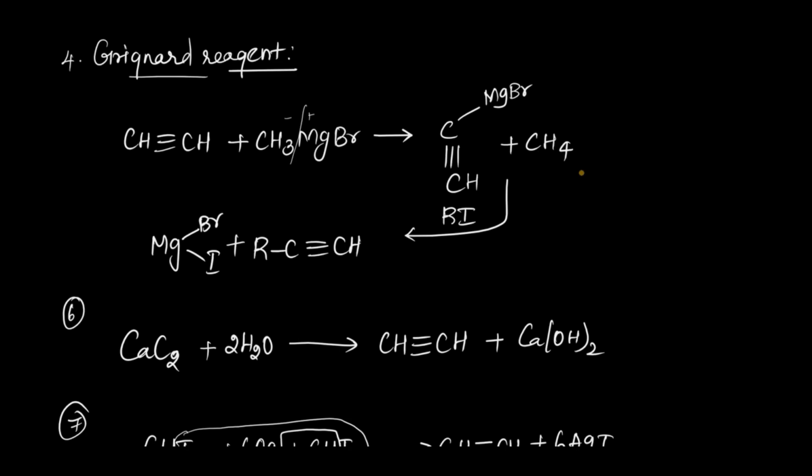Using Grignard reagent with acetylene, it gives us an R alkyl group added to acetylene. So depending upon which alkyl group you choose, that will get added over here. Along with that, you can see methane, that is the alkane, formed.